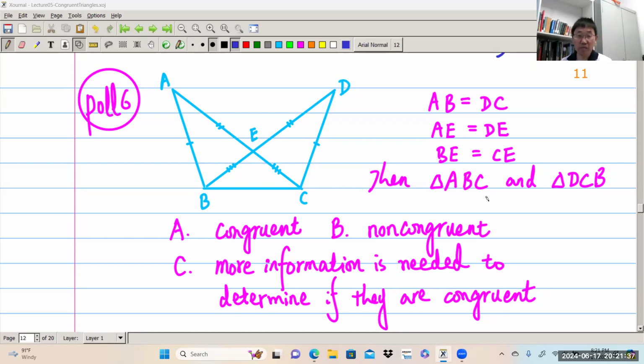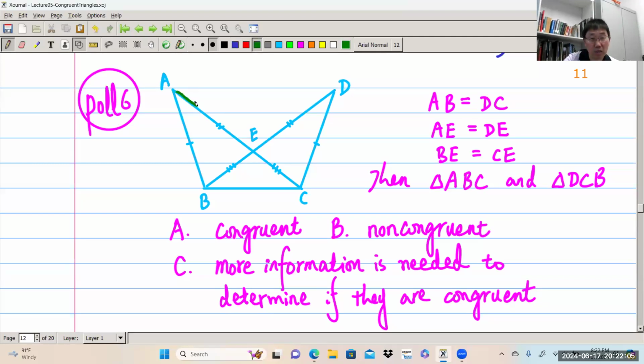Okay. Do you think they are congruent? Yes or no? Yes. Why? Because ABC is ABE plus DEC and DBC is DEC plus. Okay, yes. You need to use the given congruency conditions, then you can figure out AC is congruent to BD. Why is AC congruent to BD?